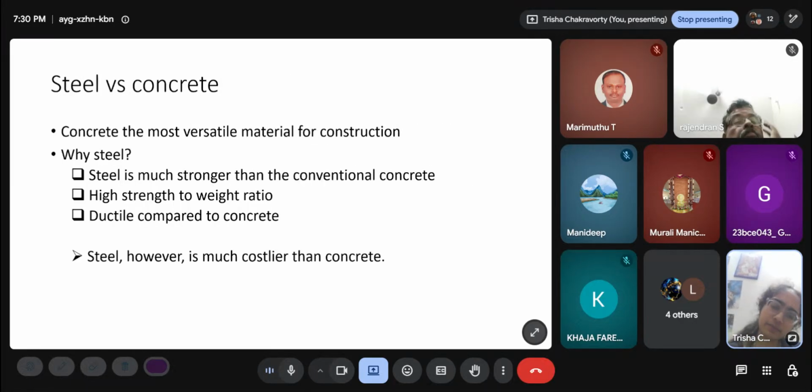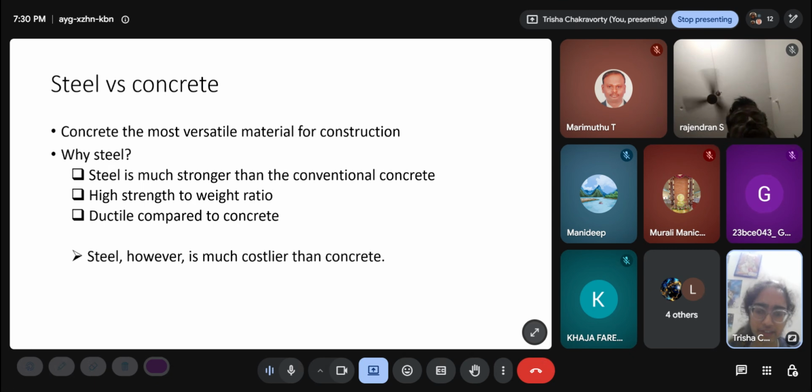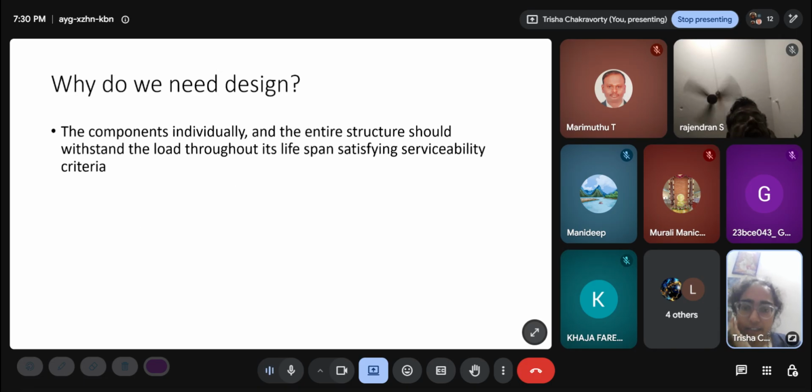So that is one point here. We'll go into what ductility means mathematically from the stress strain curve in a while, but this was a theoretical, practical explanation. However, steel is much costlier than concrete, so we don't use it just about everywhere. We are careful with steel. Why do we need design? Which I started with: the components individually and the entire structure should withstand the load throughout its lifespan, satisfying serviceability criteria.